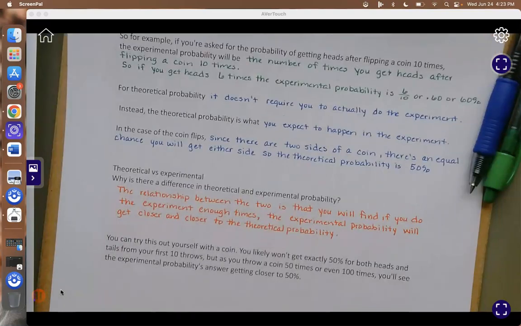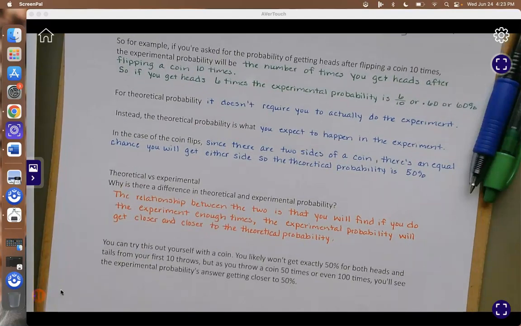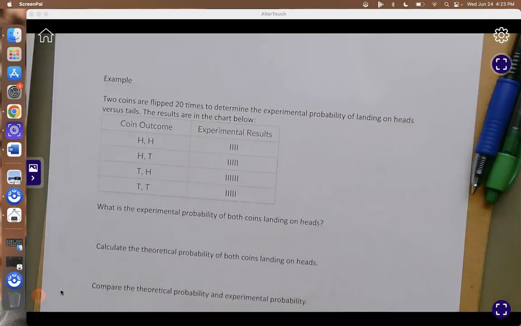You can try this out with a coin. You likely won't get exactly 50% for both heads and tails from your first 10 throws, but as you throw a coin 50 times or even 100 times, you'll see the experimental probabilities getting closer to 50%. Okay? All right, let's look at this example, please.